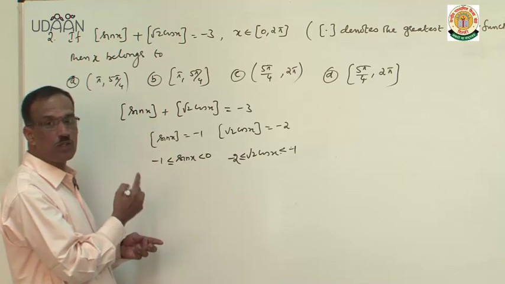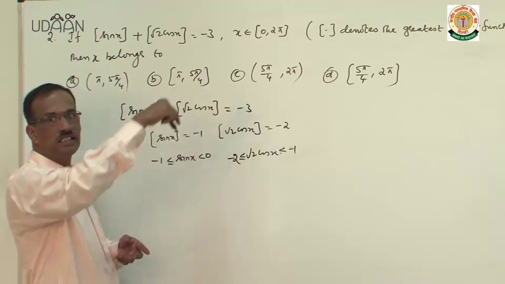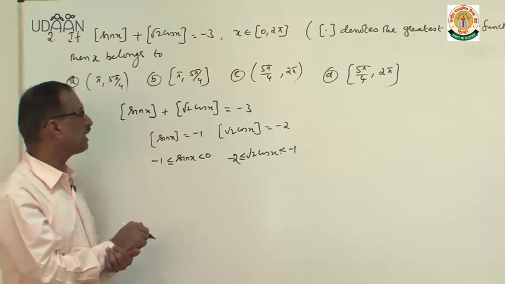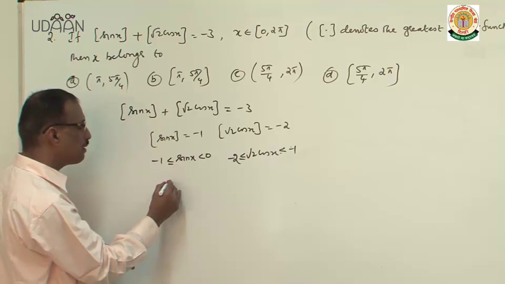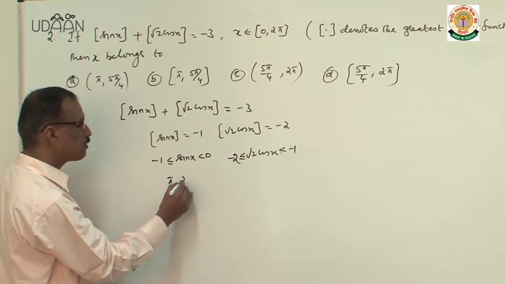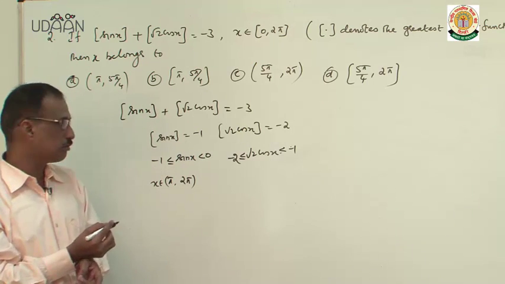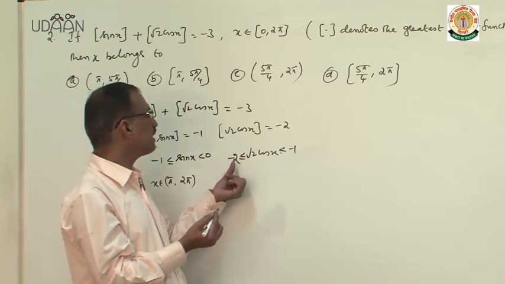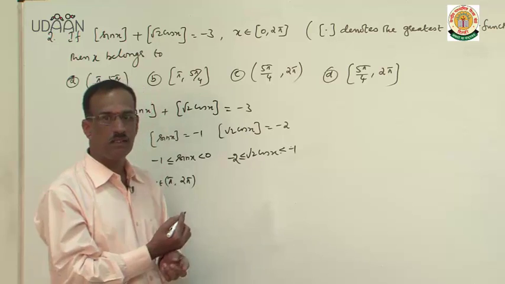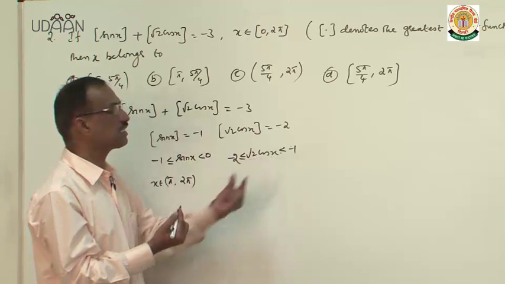Negative means in which quadrant? It is negative in the third and fourth quadrant. So, we get here x belongs to pi to 2 pi. Now, here it is minus 2 to minus 1. Now, we can find out the cos x value.